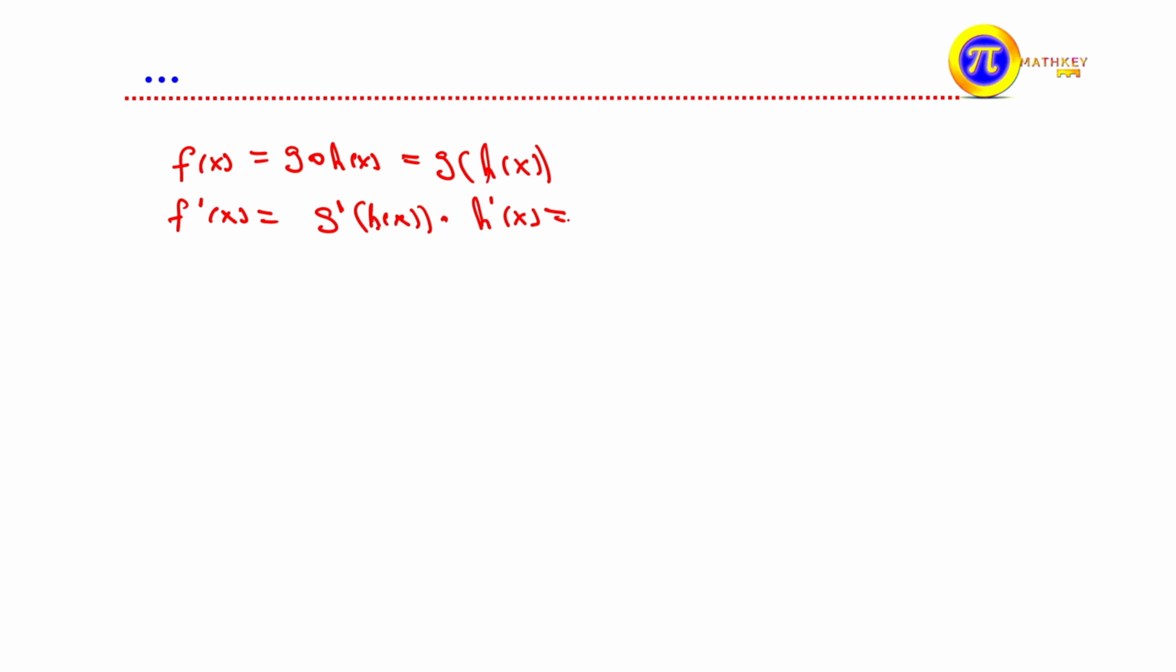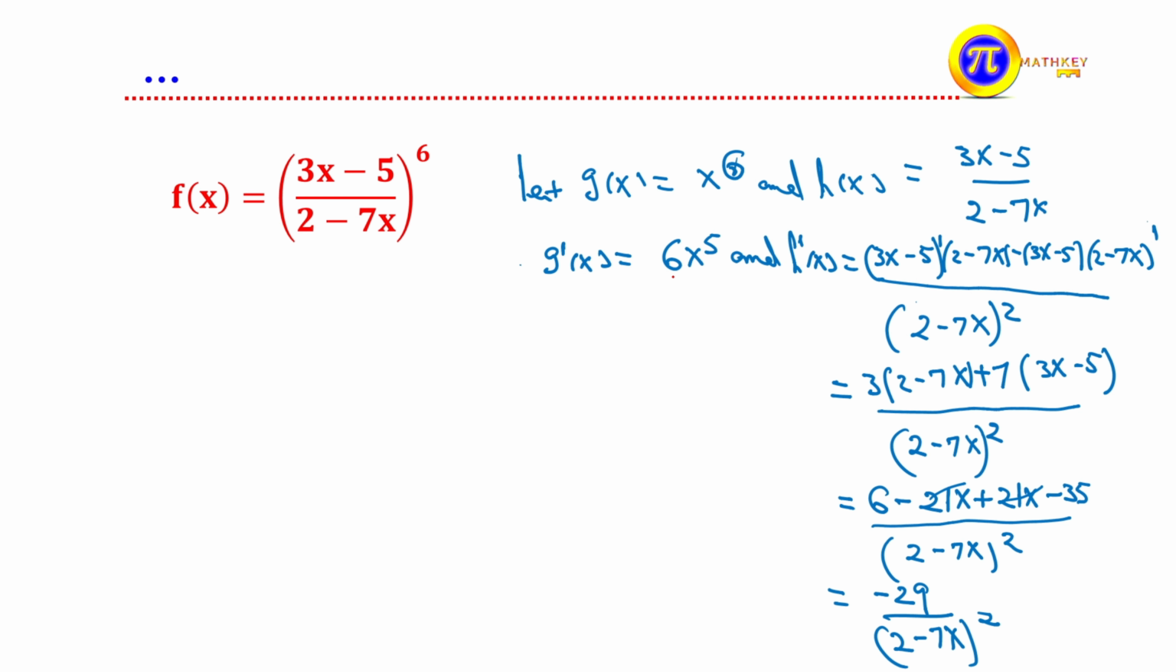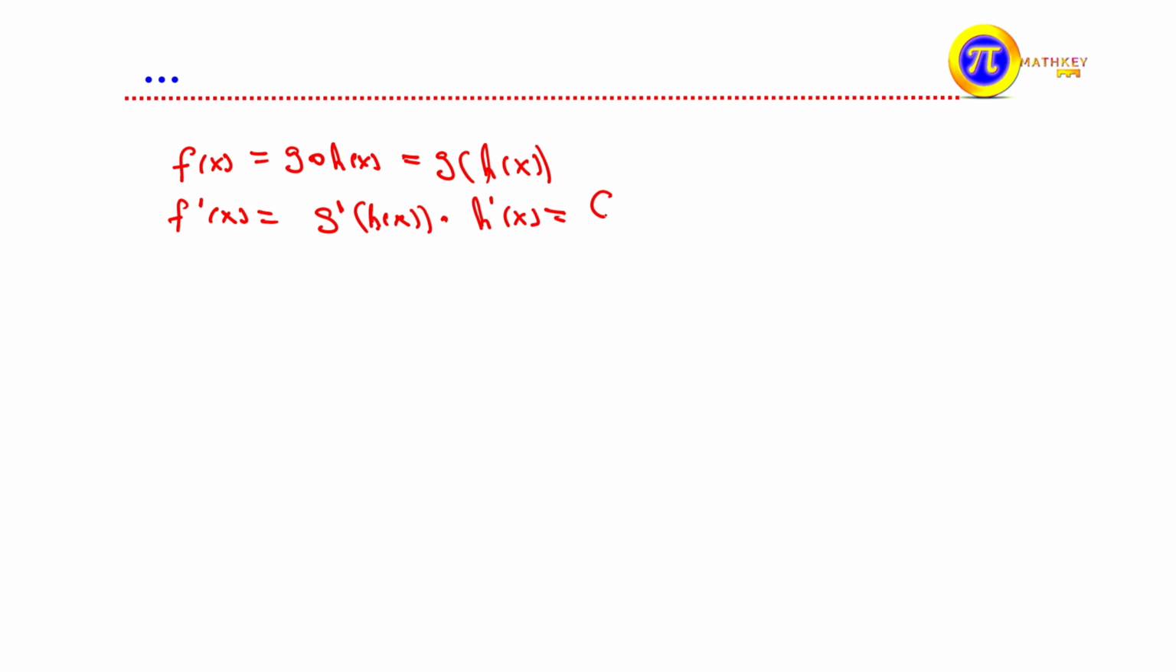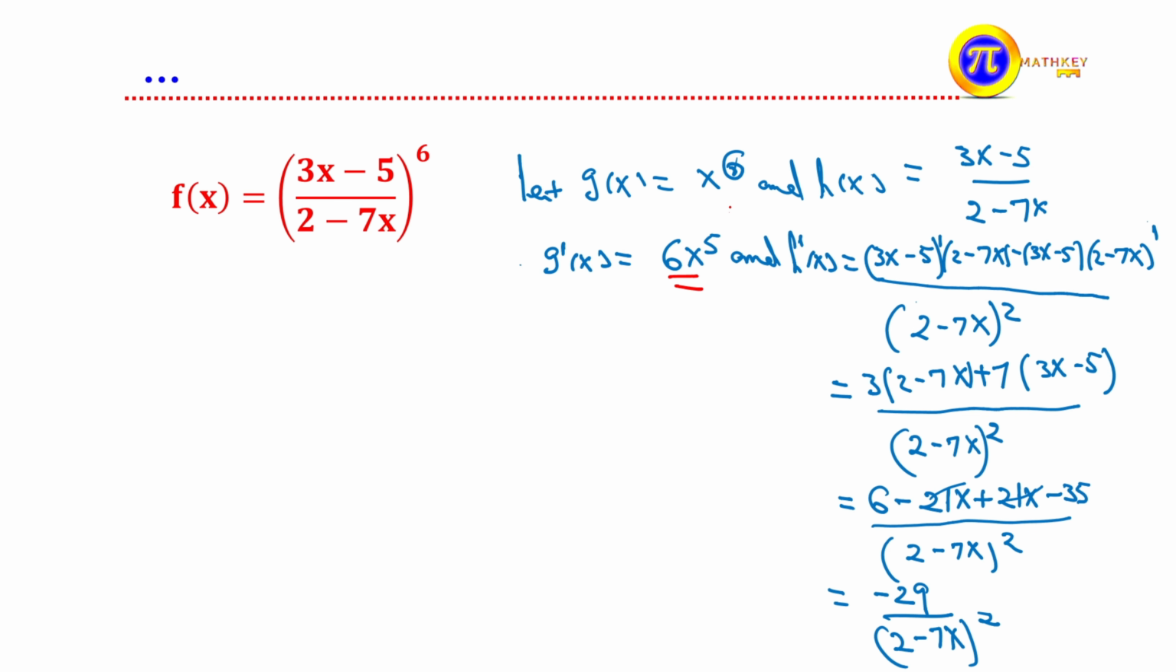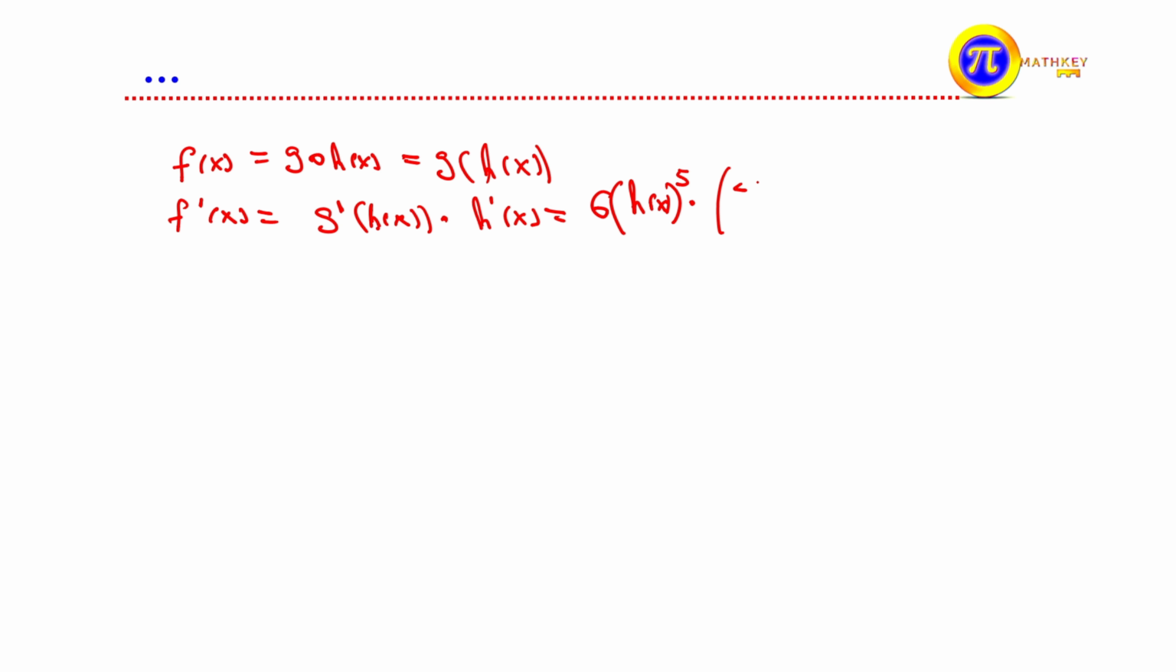Then we say g derivative at x is 6 times x to the power of 5. Instead of x we take h of x, so it becomes 6 times h of x to the power of 5, times h derivative at x. What is h derivative at x? It is negative 29 over 2 minus 7x squared.